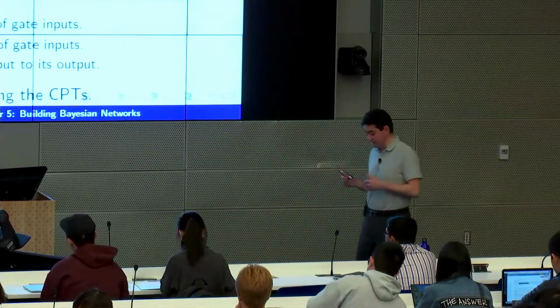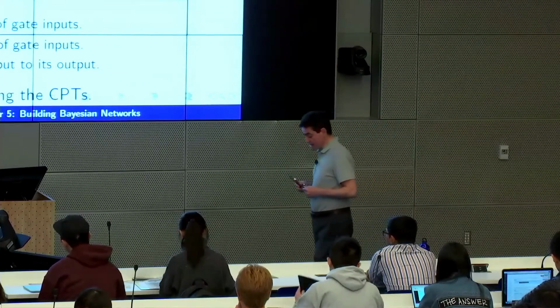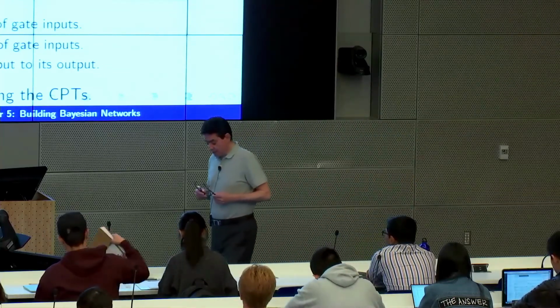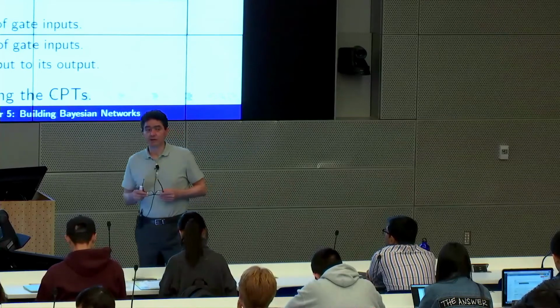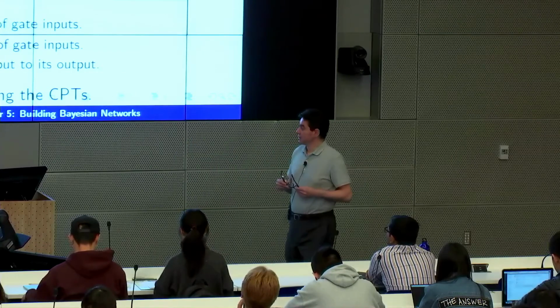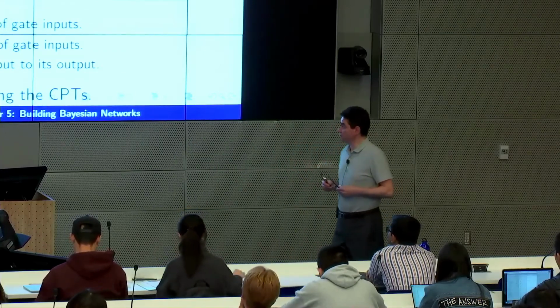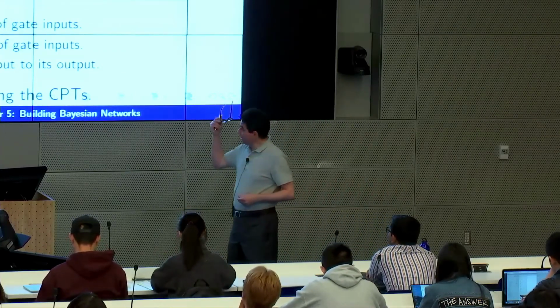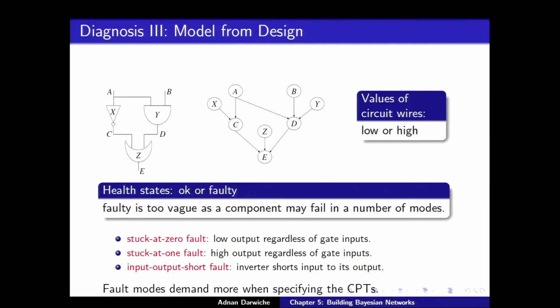And then towards the end, we will talk about some related issues to modeling. One of them, for example, is how to deal with the problem of having too many parents per node in a Bayesian network, and so on. All right, so we'll resume our example about circuits.